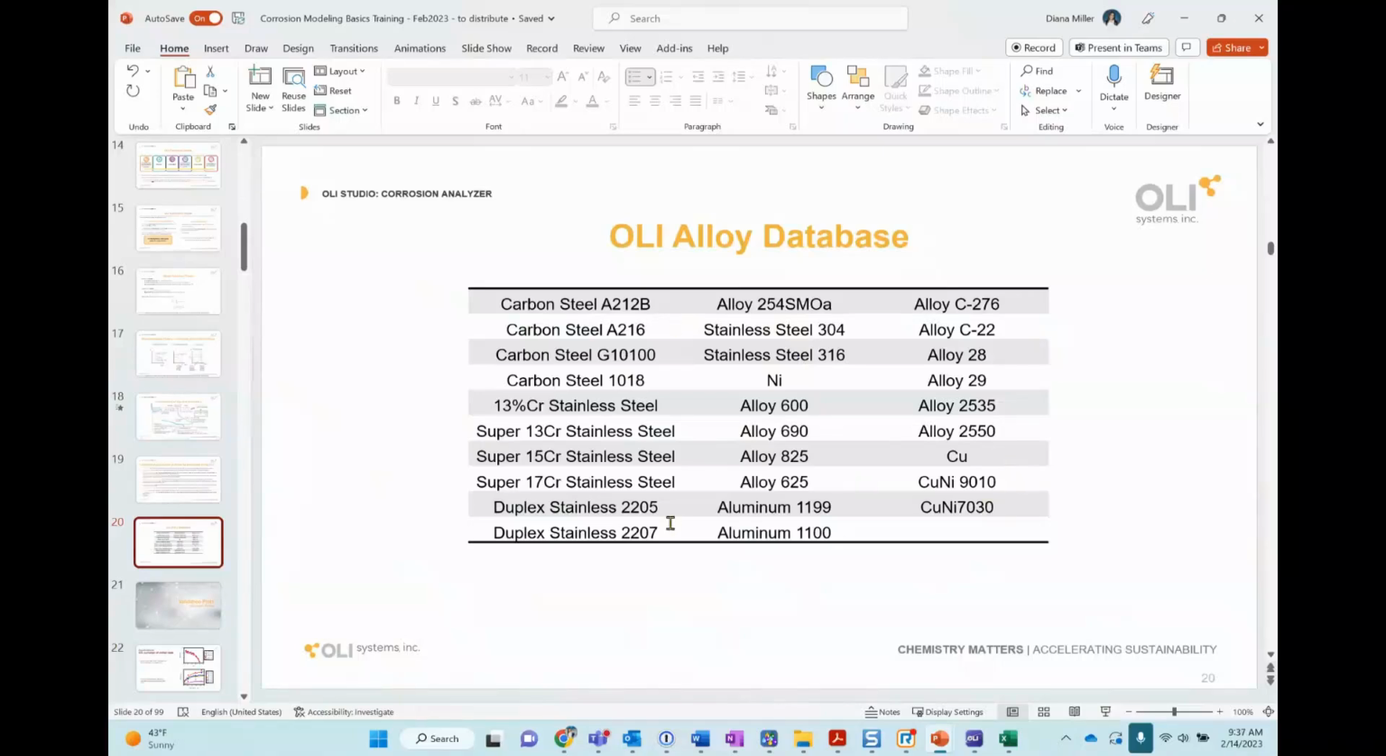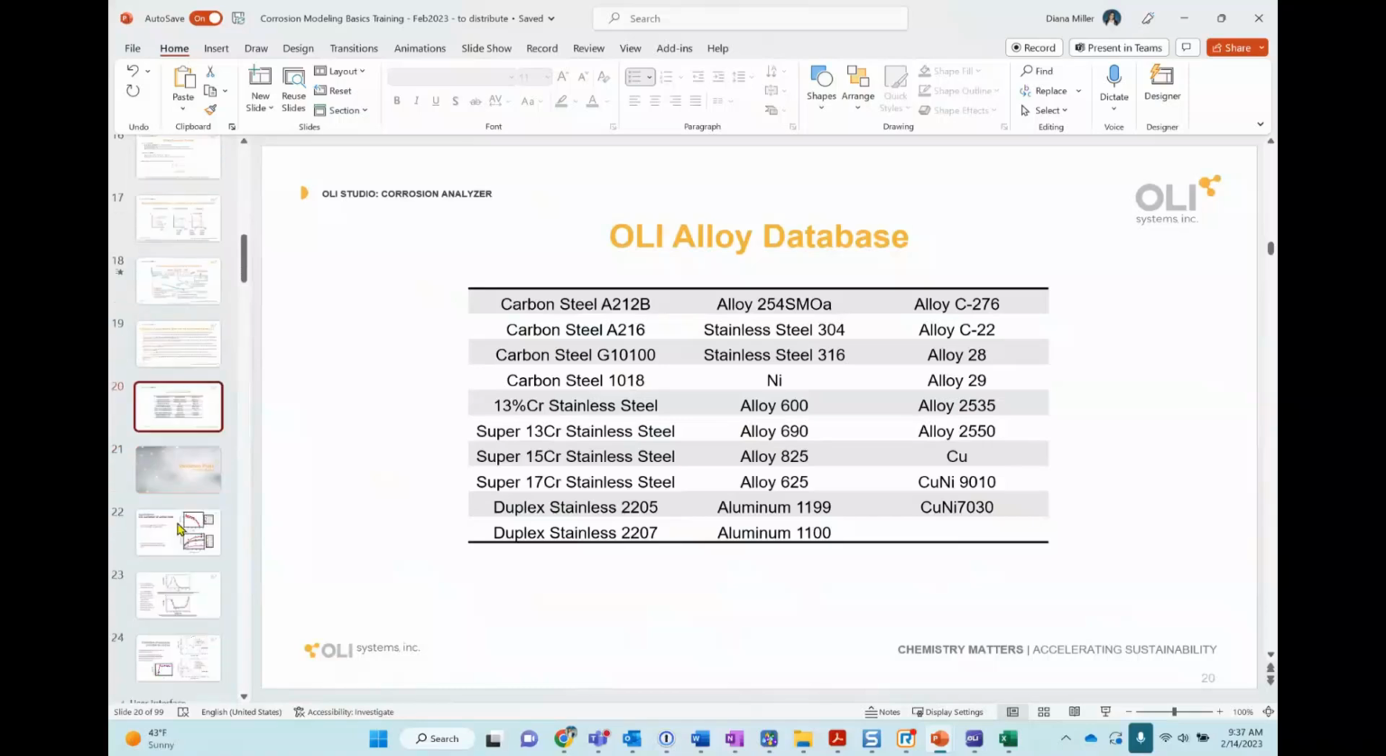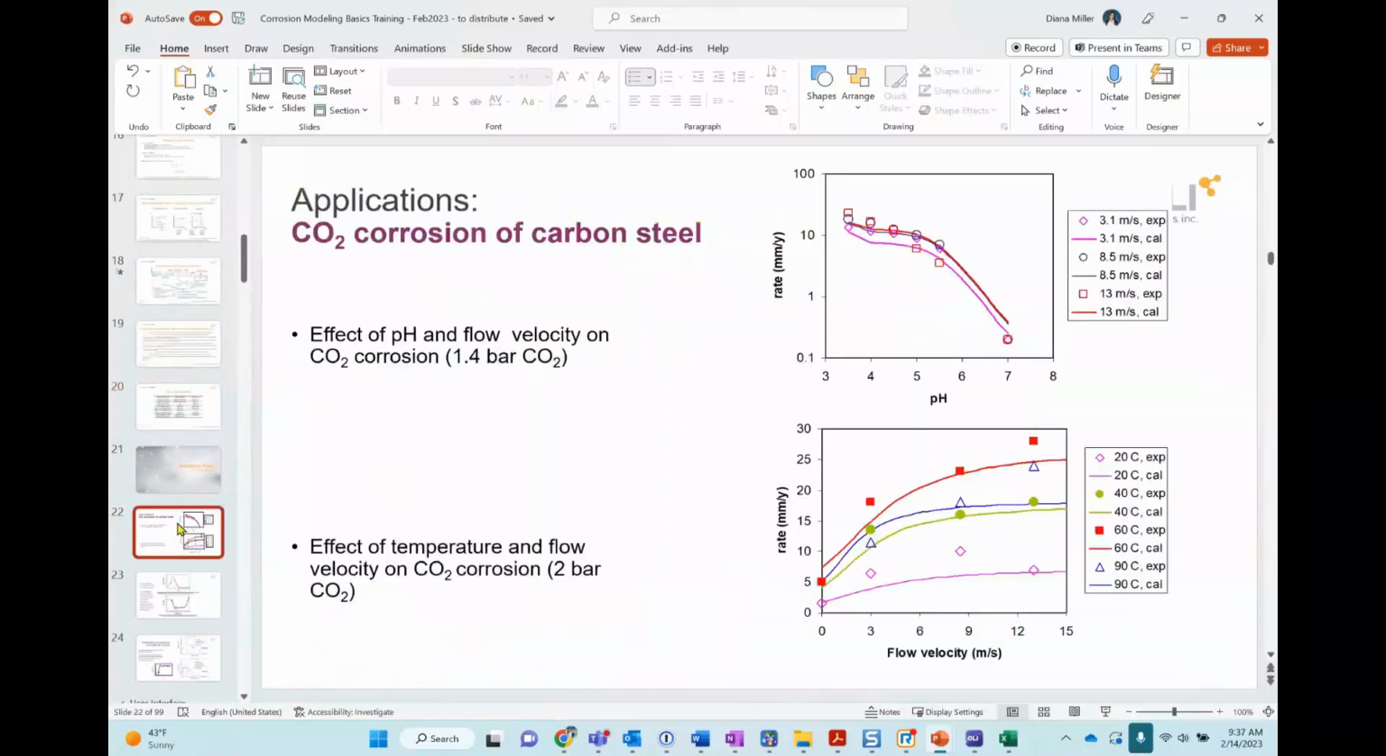These are part of the database, and we have studied all of those alloys. And what we do, like I was saying, is we go to the literature. This is for carbon steel. So we go to the literature, find the corrosion rates, and check how well the software is doing on the predictions, and if not, then we calibrate the model. The data points here are the experimental data, and the solid lines are the predictions made by the corrosion model.